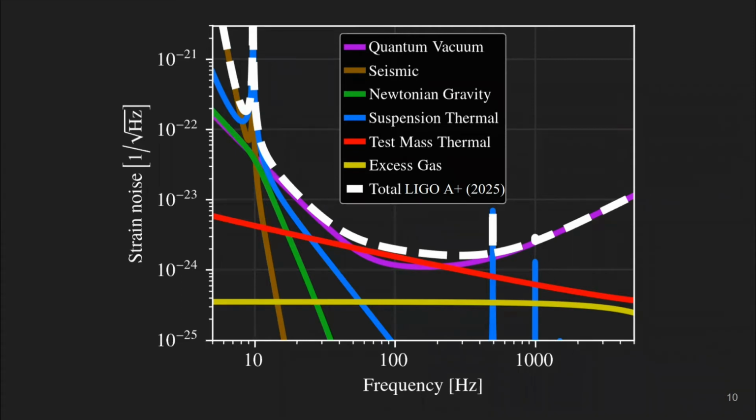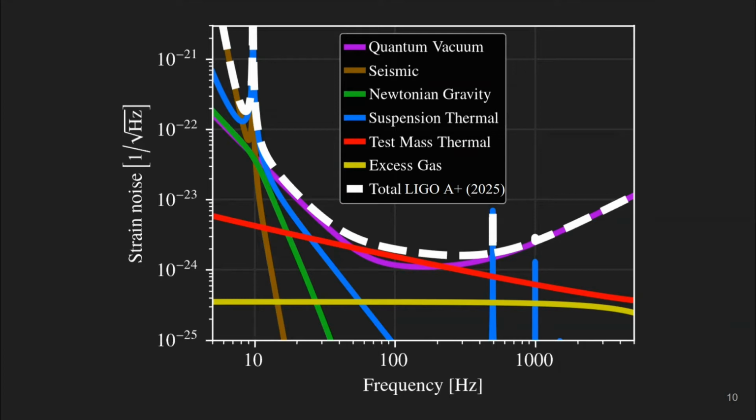This is showing you a noise budget for LIGO, what we call LIGO A+, which is where we think LIGO ought to be in 2025. It's showing you on the horizontal axis the Fourier frequency, so it's the frequency of the gravitational wave that you measure, and then the vertical axis is the noise in the system. Obviously, less noise is better, so lower on the plot is better.